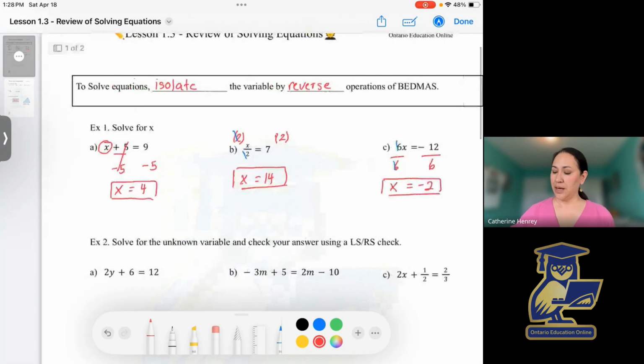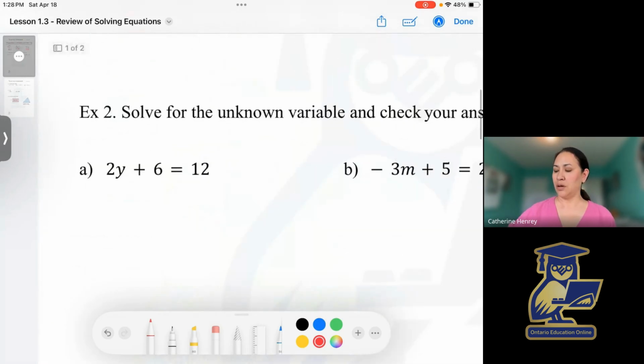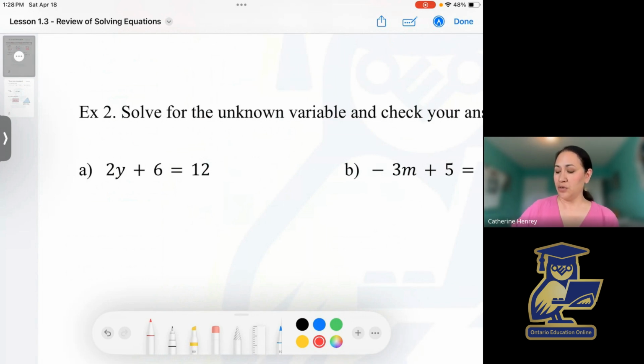So we'll take a look at examples number 2. Here we have 2 steps. So we got to show your steps. I always want you to show your work. Again, we're trying to isolate the y. So we work backwards. We're going to subtract 6 on the left, which means we subtract 6 on the right. When I sum that, the 6's will cancel. I'll be left with 2y on the left. On the right, I have 12 minus 6, and that will be 6.